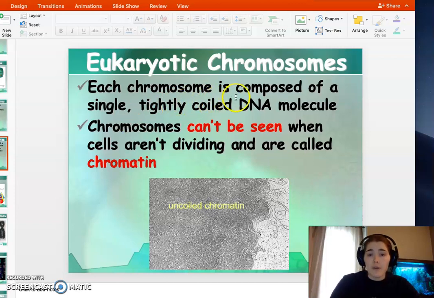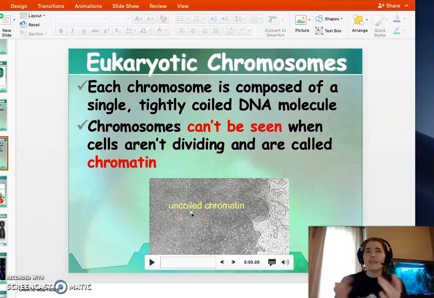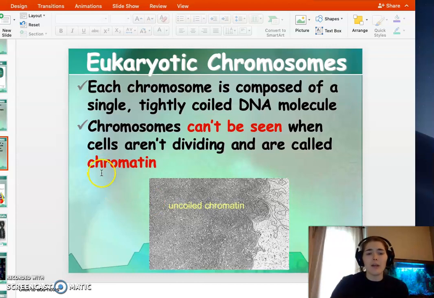Now, each chromosome is composed of a whole bunch of DNA molecules. Chromosomes can't be seen when cells aren't dividing. And when you just have all this DNA scattered everywhere, we call it chromatin. Chromatin is just uncoiled DNA material. Chromosomes are the little X shapes they're made into when we're trying to replicate our DNA and replicate our cells.